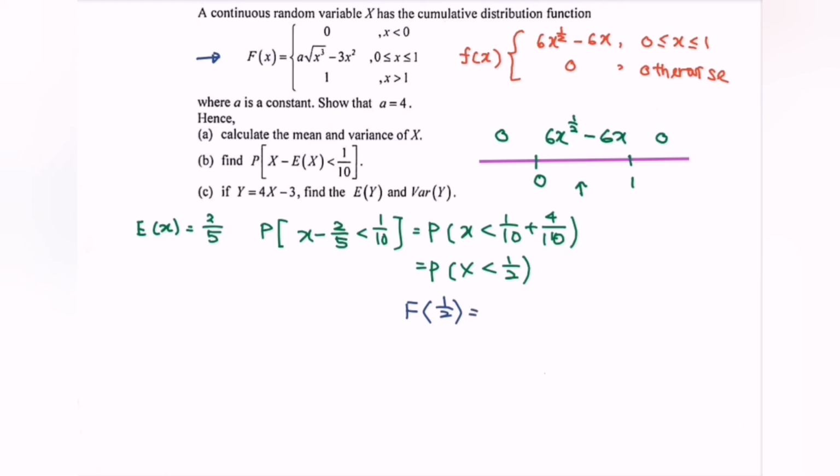the second function for the CDF, where we have 4 times the square root of x to the power of 3, which means 0.5 to the power of 3, minus 3 times 0.5 squared. So kindly calculate the situation and we will have 0.6642. If you round the situation to 3 significant figures, 0.664. So that is the situation for B.